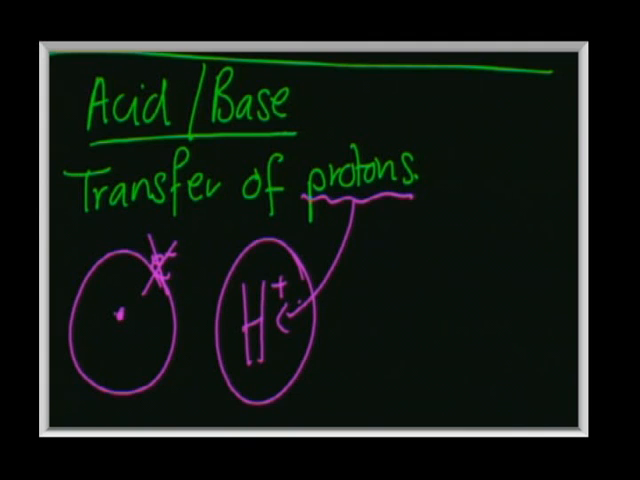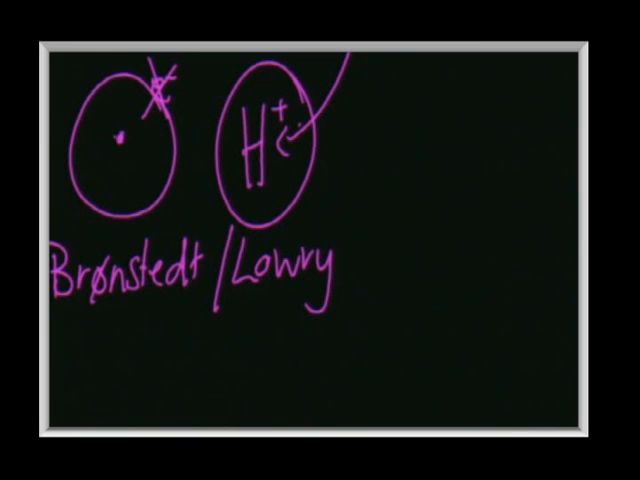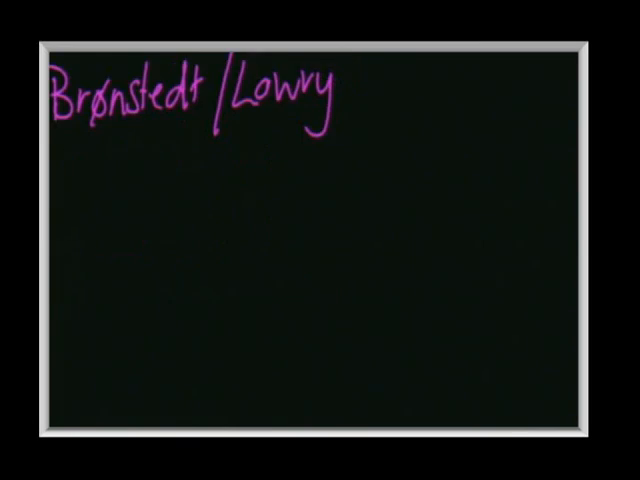By definition, and this is a Brønsted-Lowry definition, these were two scientists that did a lot of work and research on acids and bases. They gave the definition of an acid and base as the following. An acid is known as a proton donor.